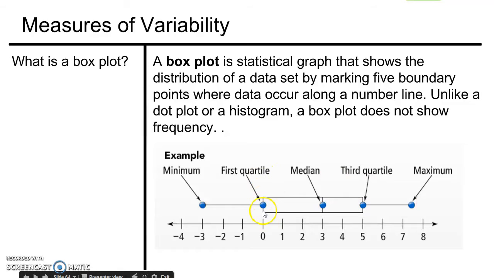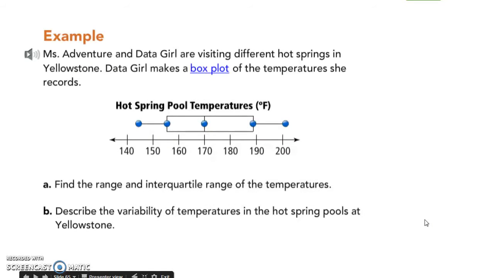Q1 is the left side of the box. Q3 is the right side of the box. And then the median is this line that goes down the middle. Between each of the two dots lies 25% of the data from the data set. Okay, so this is a way to represent those measures of variation.